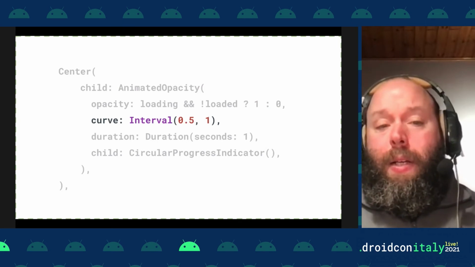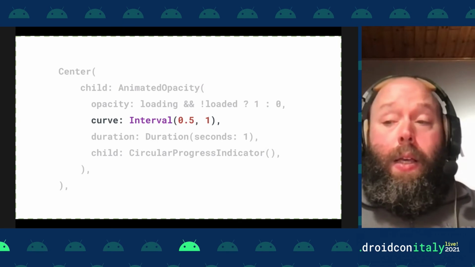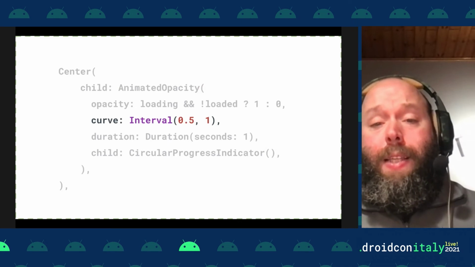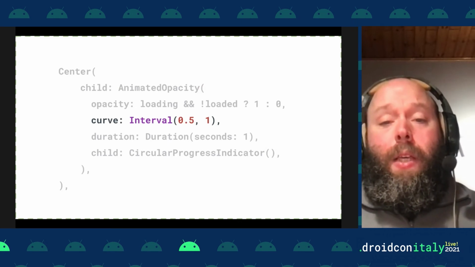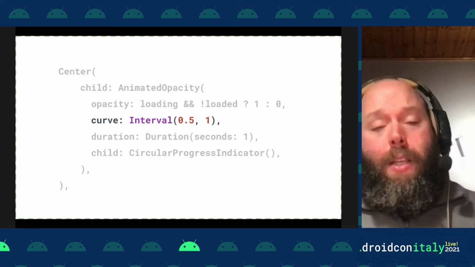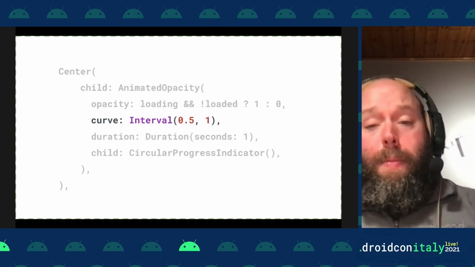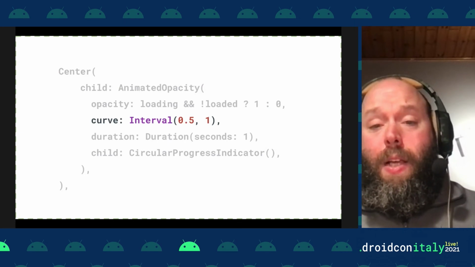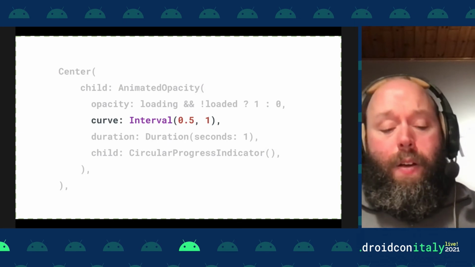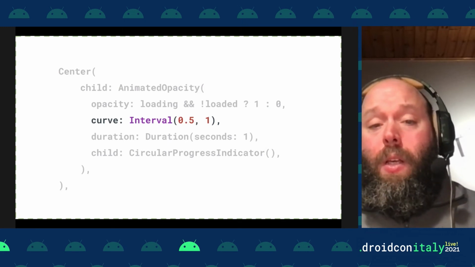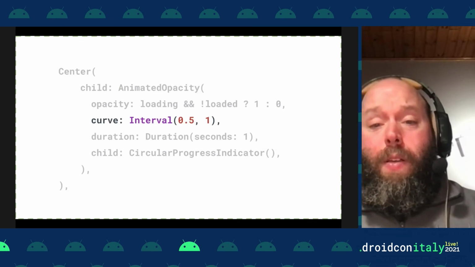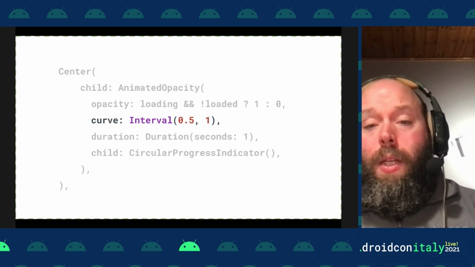Basically, if you remember that I said you can have some custom curve. In this case, I have a curve that I define as interval. The interval should be from half of the animation to the end of the animation. So basically, if the animation duration is 1 second, like in this case, for the first 0.5 second the animation will do nothing, and for the other 0.5 second, the animation will do its animation.